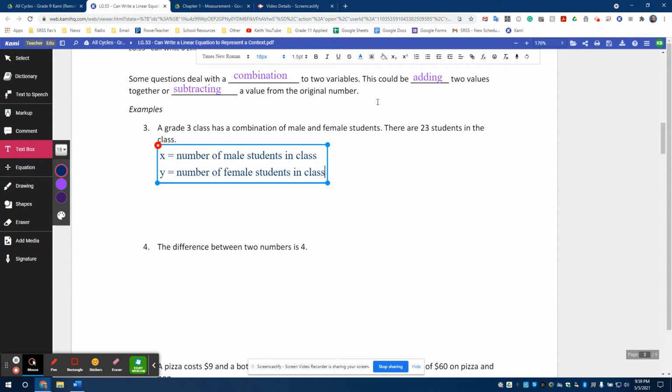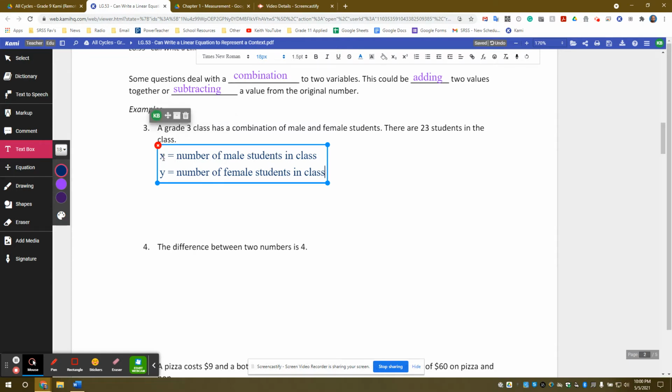in class. Now, I did X as male and Y as female, but that is not to say that you couldn't have switched those around. I think in a previous example, I did X as females and Y as males. That is completely up to you. You can do whatever you like on that. The important part is that we are defining what our variables are. So this is part of defining our variables.